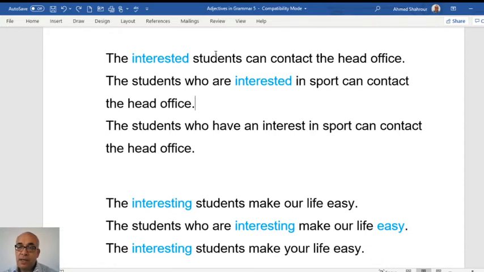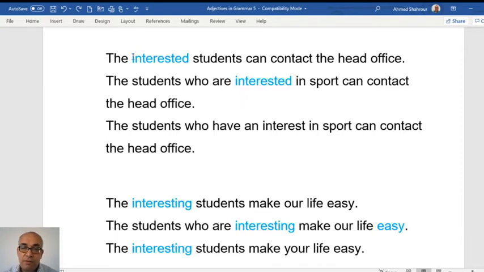In English, I can say the interested students can contact the head office, or the students who are interested in sport can contact the head office. Or I can say the students who have an interest in sport can contact the head office. And these three sentences have the same meaning, but I use different language.